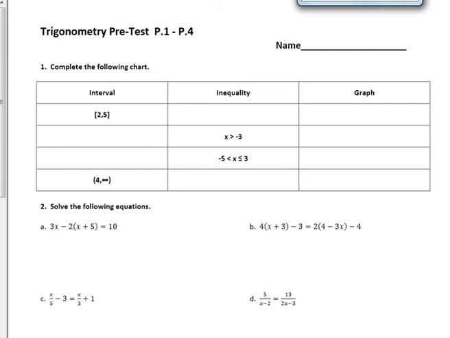Okay, there's a lot to get through in this video. This is a pretest P1, P4, so please make sure that you stop this and pause it if you need to as you continue going along.